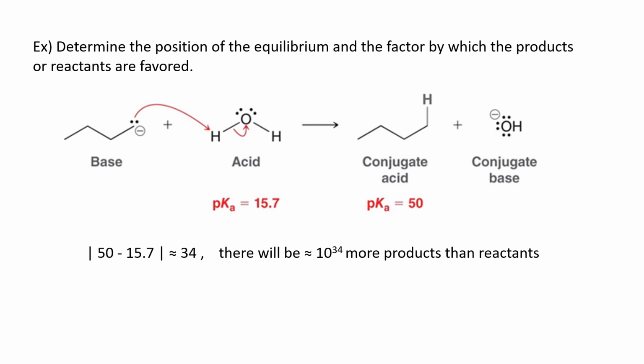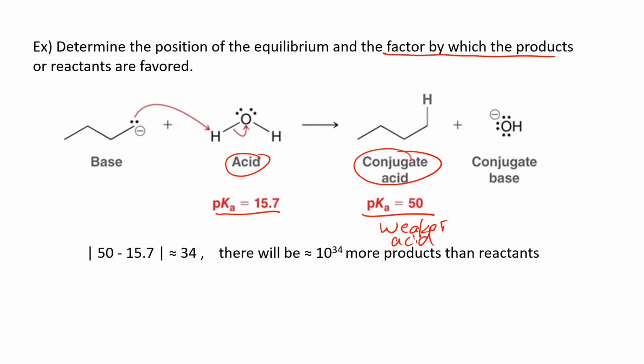All right, so the next type of problem we want to be able to solve is to determine the position of the equilibrium, like we did in the last example, and then determine the factor by which the products or reactants are favored. So, step 1, identify your acid on both sides. Step 2, look up your pKa values. The higher pKa tells us this is the weaker acid, so the equilibrium favors the products.